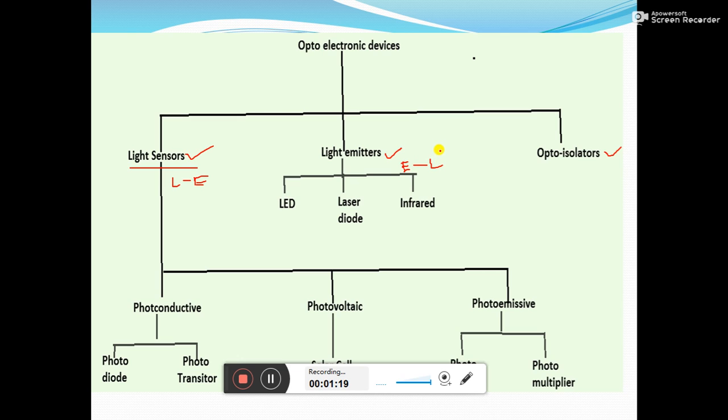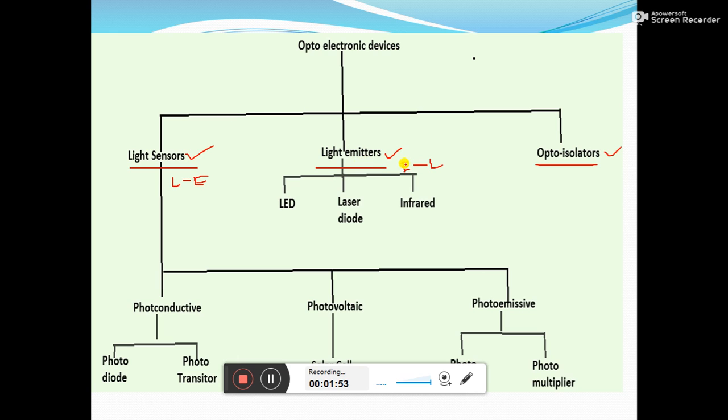Opto isolators or opto couplers, which are available in discrete IC formats, are the combination of light sensors and light emitters. They provide electrical isolation between the input and output circuits. The input circuit is constructed using a light emitter and the output circuit using a light sensor. It is available in an integrated IC package format, where you find both light emitters as well as light sensors.